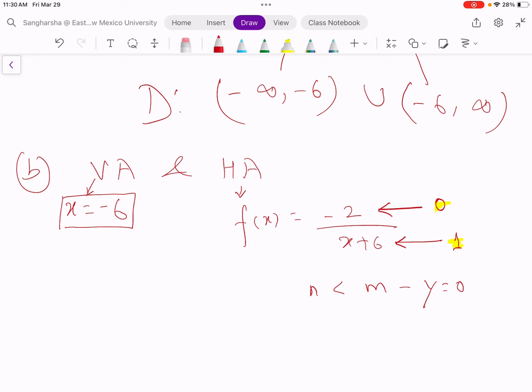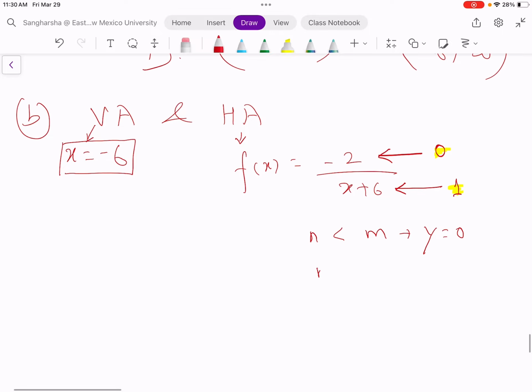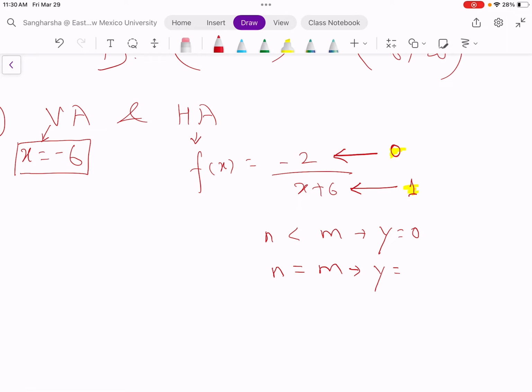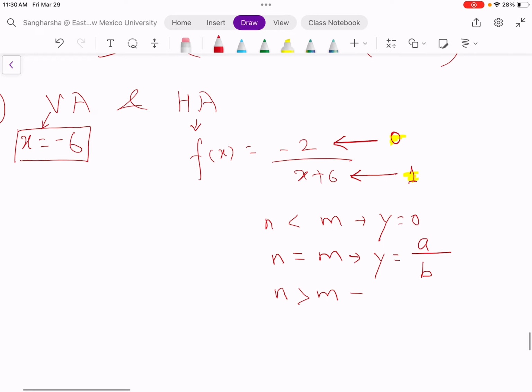Okay, if the degree of numerator is equal to the degree of denominator, then the horizontal asymptote is y equals the coefficient of the leading term in the numerator, let me call it a, divided by the coefficient of the leading term in the denominator. And the last case is if the degree of numerator is greater than the degree of denominator. What is the horizontal asymptote? There is no horizontal asymptote. So you should know three conditions.